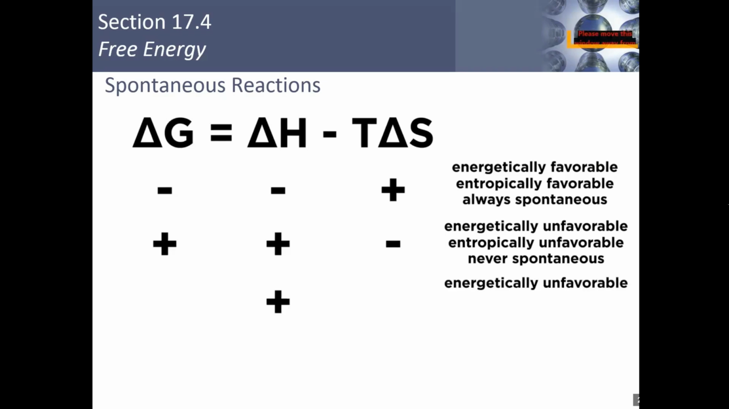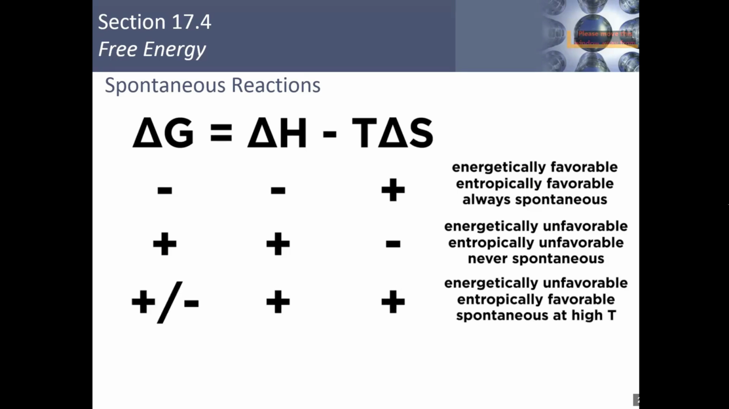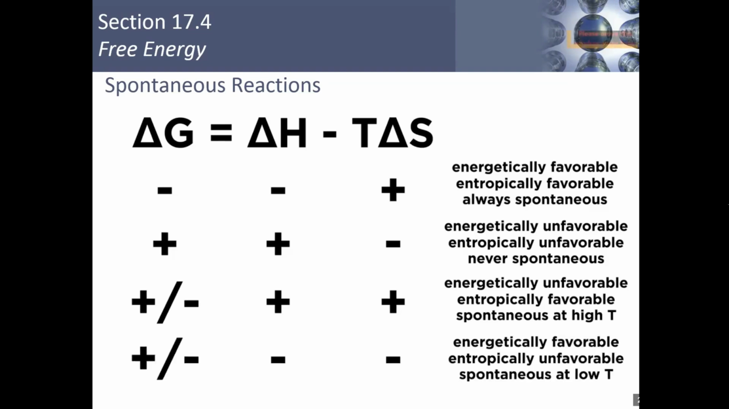If delta H is positive or endothermic, that energetic unfavorability could be outweighed by the other term if the process is entropically favorable. And since T is here, this factor will increase with a larger T. So entropically favorable processes are more likely to be spontaneous at higher temperatures. Conversely, if it is energetically favorable but entropically unfavorable, the entropic unfavorability will be minimized at lower temperatures. This is a very important equation to understand because it describes all of the spontaneous processes in the universe.